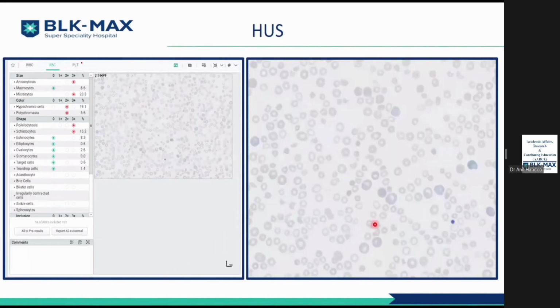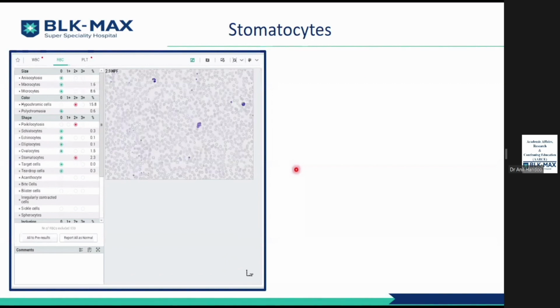Again, there was another case, a child in whom we were able to pick up the fragmented red cells on the hematology analyzer. You can appreciate these fragmented red cells in this image. You can also appreciate the presence of polychromatic RBCs. All these bluish colored RBCs are picked up very beautifully on the digital morphology platform. And this was a child with hemolytic uremic syndrome, and we were able to pick it up.